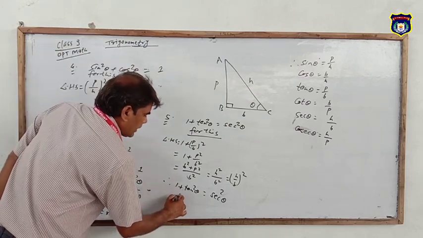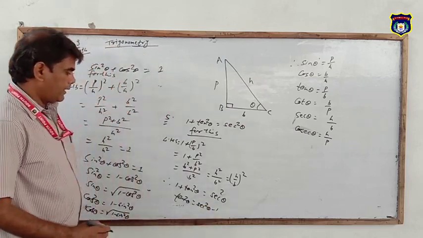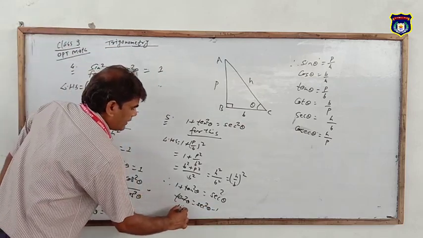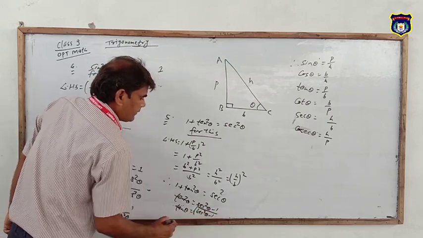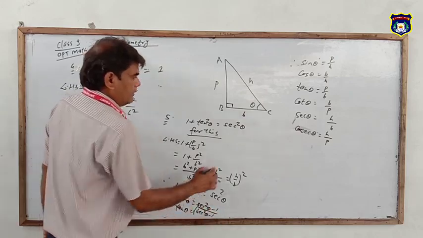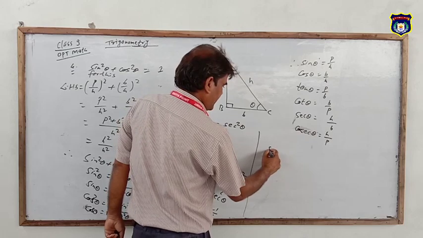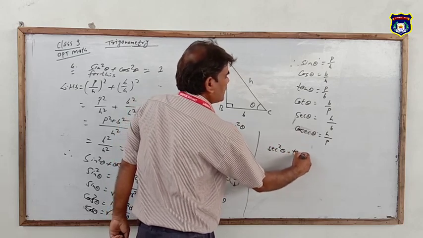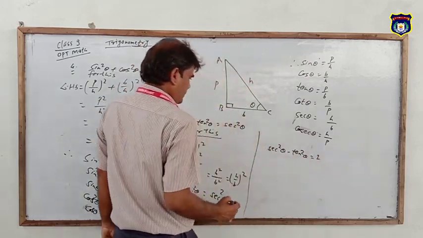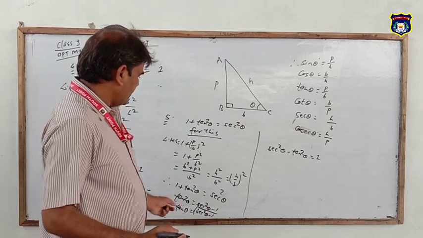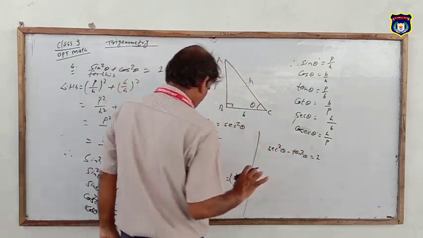From this, tan square theta is equal to sec square theta minus 1, and tan theta is equal to root of sec square theta minus 1, and sec square theta minus tan square theta is equal to 1. Sec square theta minus tan square theta is equal to 1.